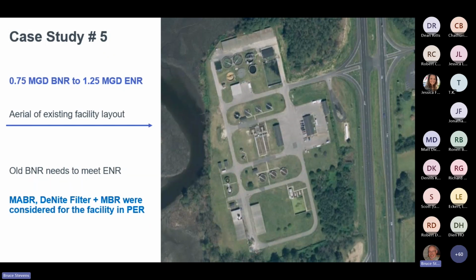Last case study we're going to go over is another plant that has to do an upgrade from 0.75 MGD to 1.25. And they have BNR right now. They have a 4-stage Bardenpho process, but they have to go to ENR and meet a more stringent permit. So this is the existing facility. The MABR technology has been considered along with denitrification filtration upgrades and MBR as a completely retrofitted process as well.